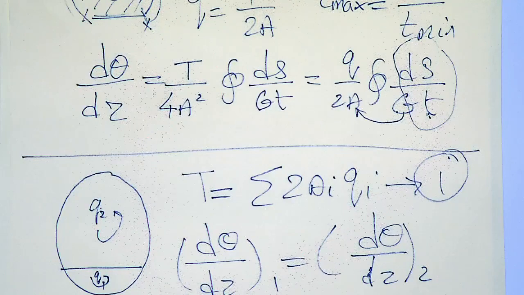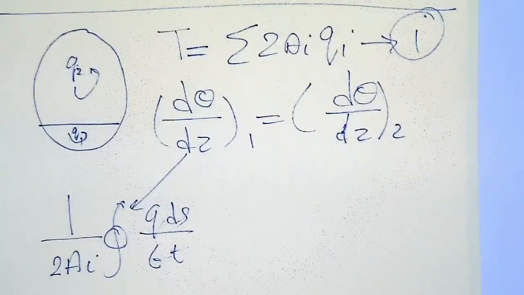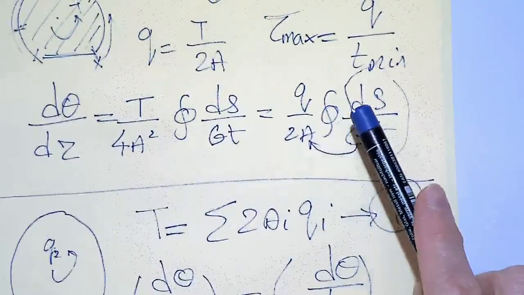If obviously the length is the same, the angle of twist is the same as well. Yes, please. That's a good question. Just remember, this equation is for single cell.